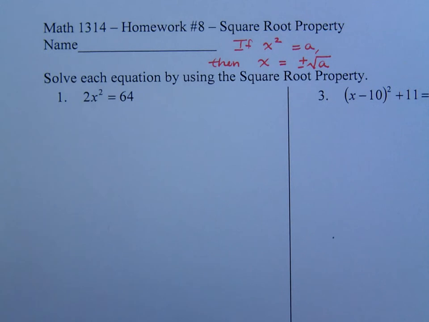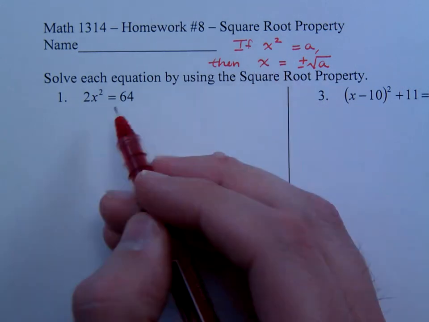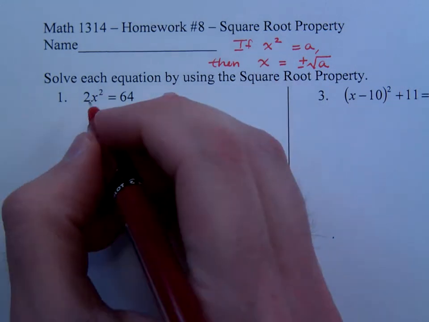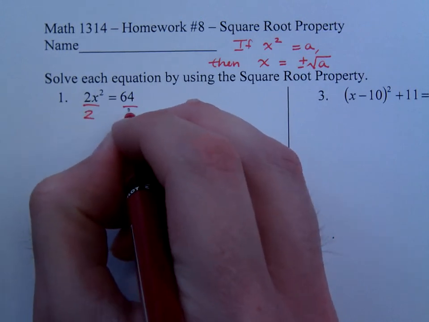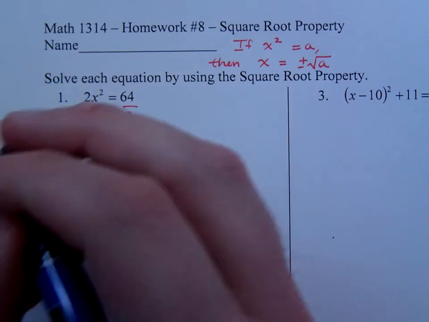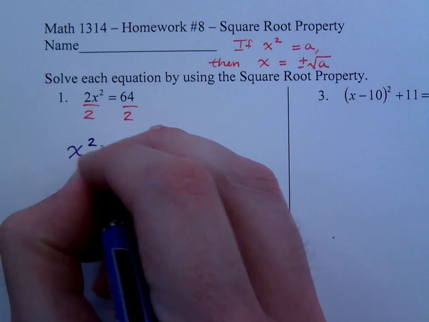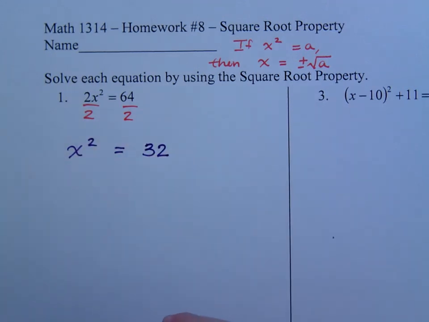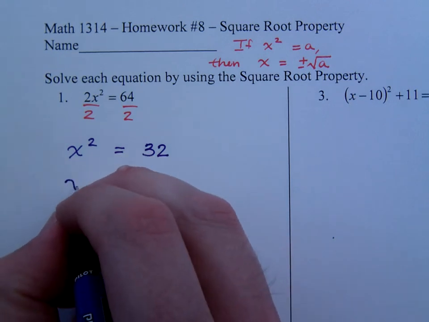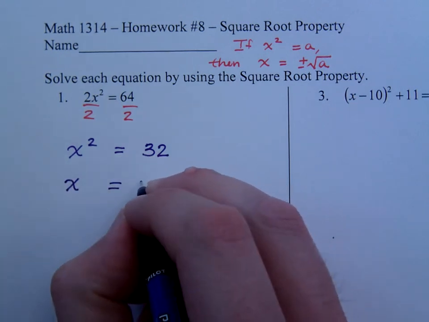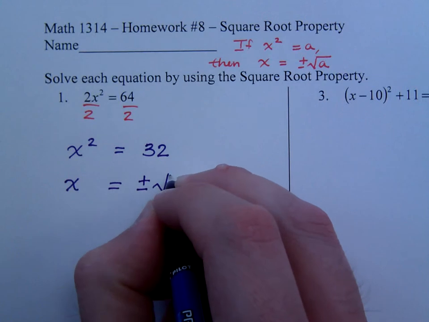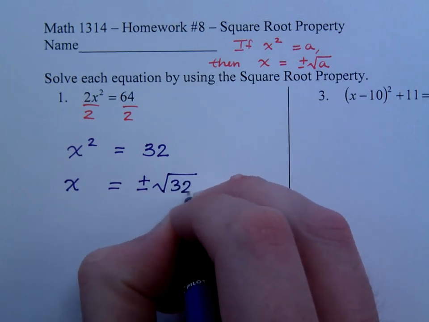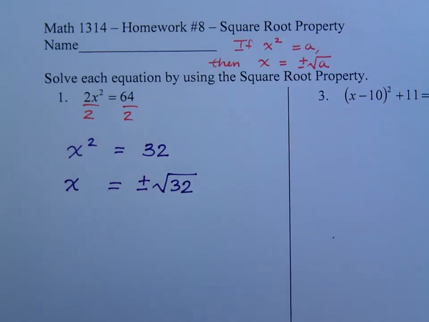But the key thing here is that you have to have the square completely by itself. So in number 1, the square is not by itself. You would first want to divide both sides by 2. Once you do that, you have x squared is equal to 32. And according to the square root property, that means that x must equal plus or minus the square root of 32.